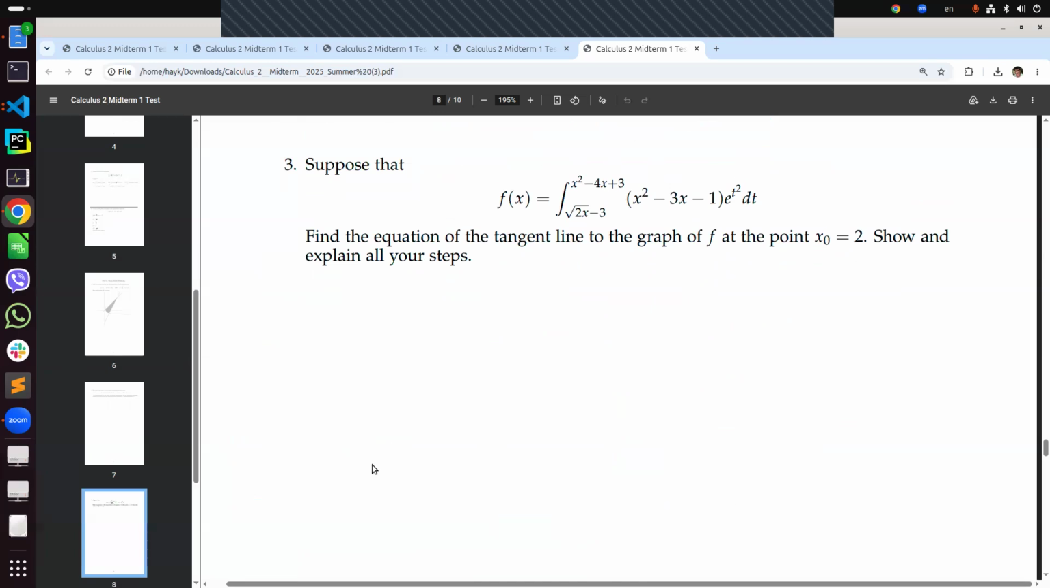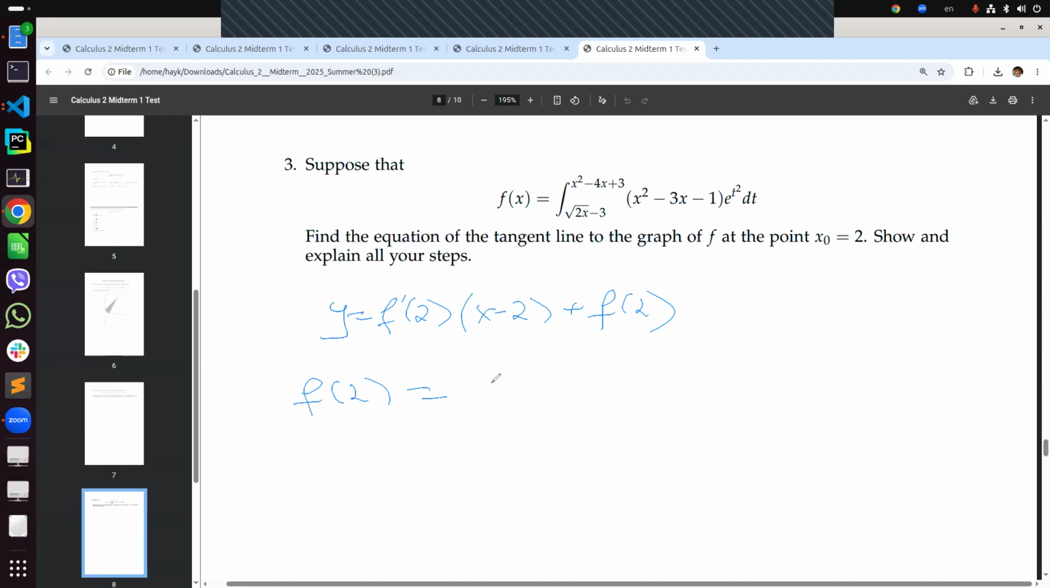Exercise number 3. Given some function, our goal is to calculate the equation of the tangent line. And the equation of the tangent line is y equals f prime at x0 times x minus x0 plus the value of the function at x0, which is 2. So here, to finish this exercise, we have to calculate f(2) and f prime at 2. f(2) is easy.